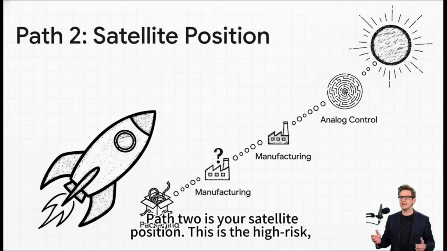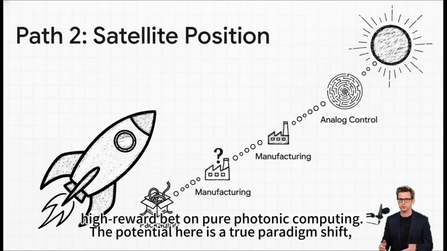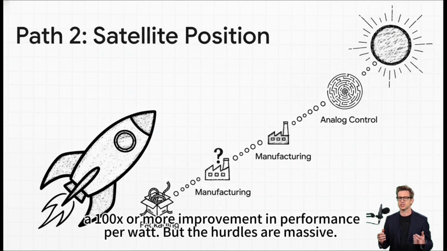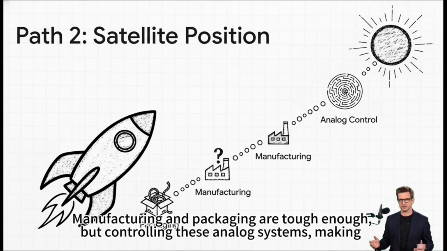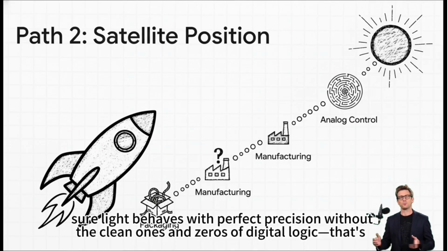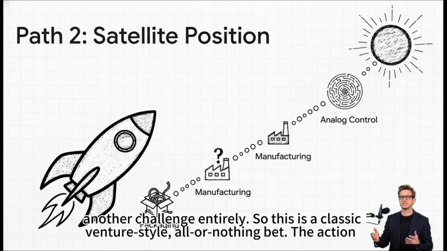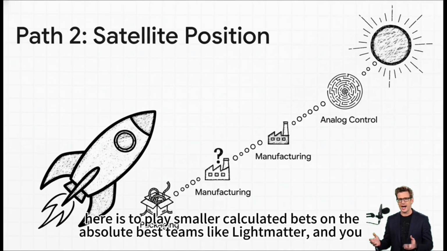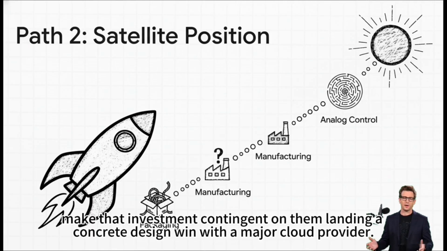Path 2 is your satellite position. This is the high-risk, high-reward bet on pure photonic computing. The potential here is a true paradigm shift, a 100x or more improvement in performance per watt. But the hurdles are massive. Manufacturing and packaging are tough enough, but controlling these analog systems, making sure light behaves with perfect precision without the clean ones and zeros of digital logic, that's another challenge entirely. So this is a classic venture style, all or nothing bet. The action here is to place smaller, calculated bets on the absolute best teams, like Lightmatter, and you make that investment contingent on them landing a concrete design win with a major cloud provider.